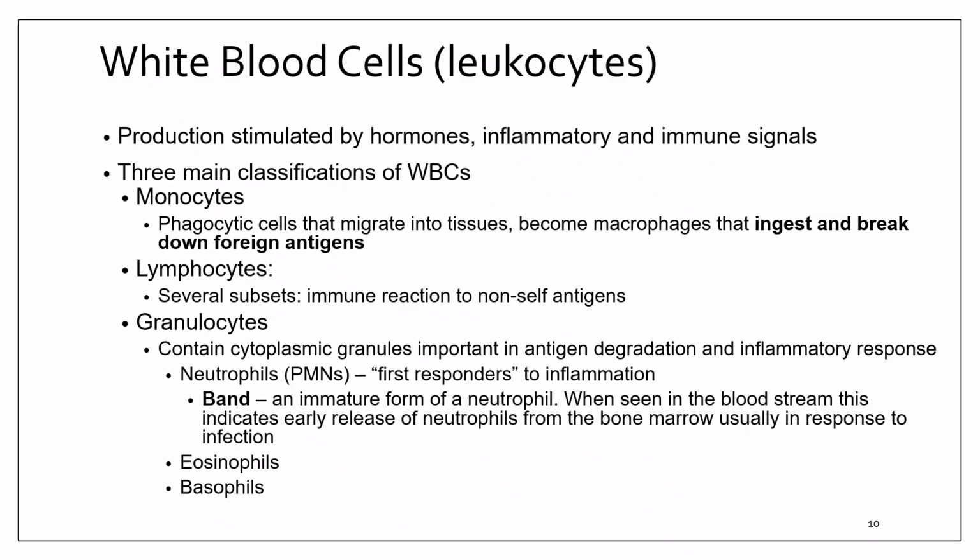There are three main classifications of white blood cells, based on function and morphology. These are monocytes, lymphocytes, and granulocytes. First one, monocytes are large phagocytic cells that circulate in the blood. Once they leave the bloodstream and enter tissues, they differentiate into macrophages, ingest and break down foreign material, and clean up dead cells and debris.